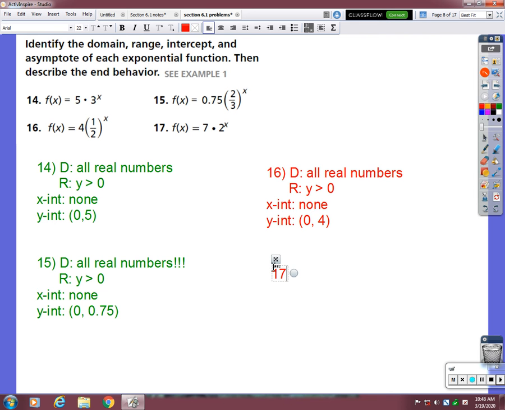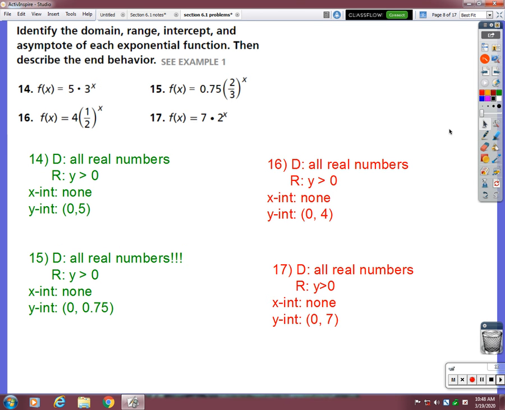Then for number 17, the domain is all real numbers. The range is y is greater than 0. And the x-intercept is, you guessed it, none. And the y-intercept is, hopefully you'll also guess that one, set. All right, cruising right along.